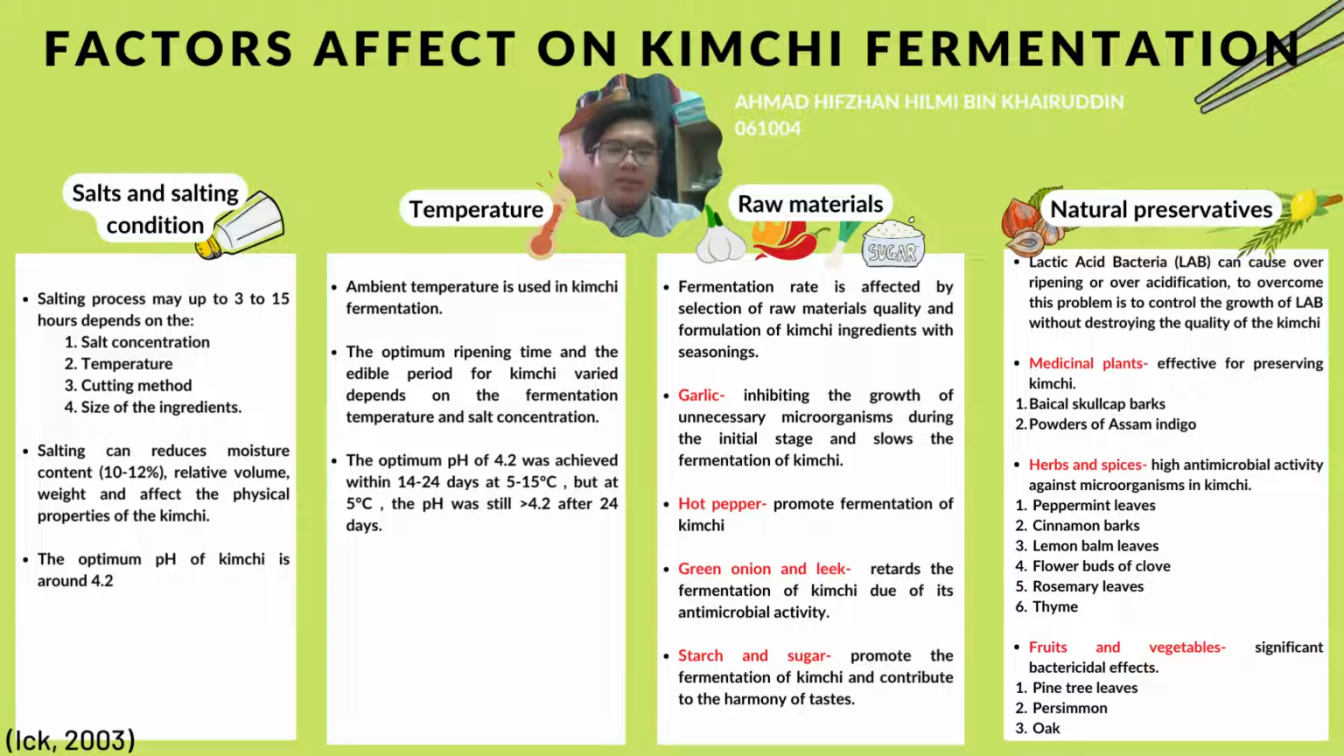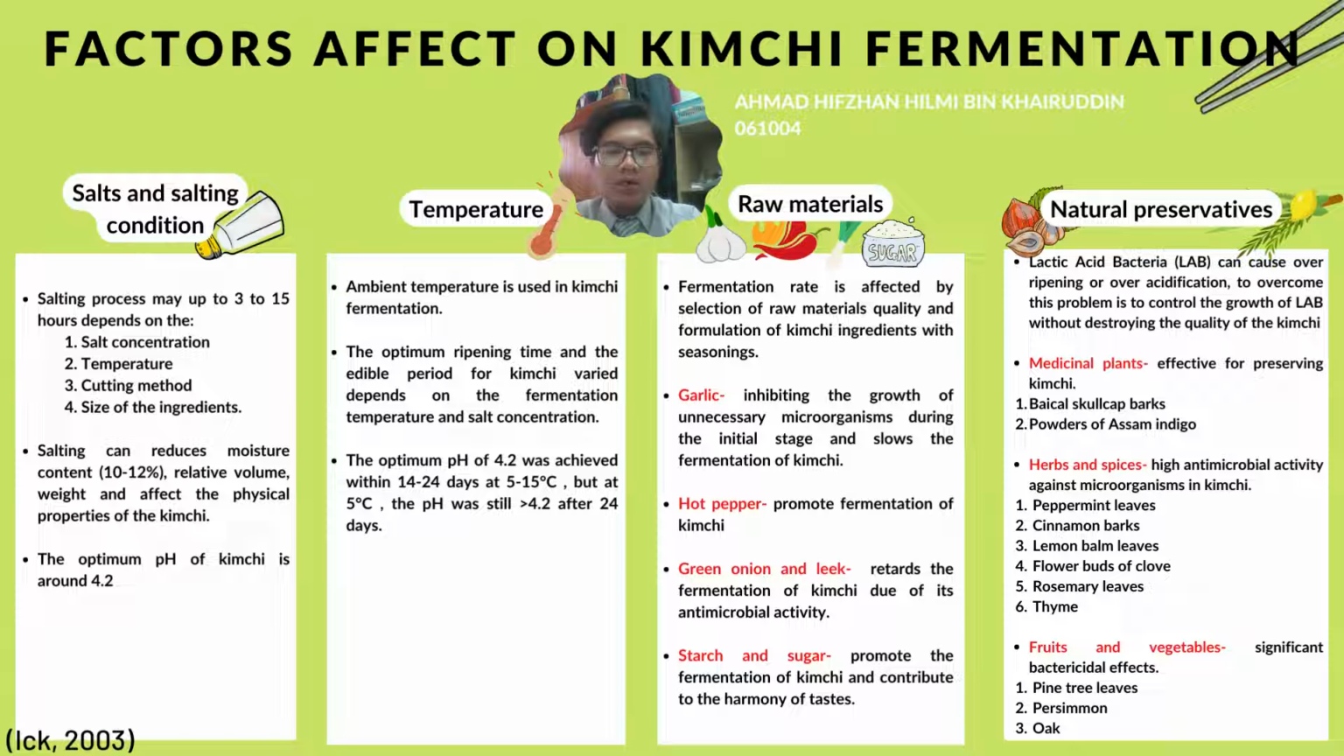The second one is temperature. Ambient temperature is used in kimchi fermentation. The optimum ripening time and the edible period of kimchi vary depending on the fermentation temperature and salt concentration. The third one is raw materials. Fermentation rate is affected by the selection of raw material quality and the formulation of kimchi ingredients with seasoning.